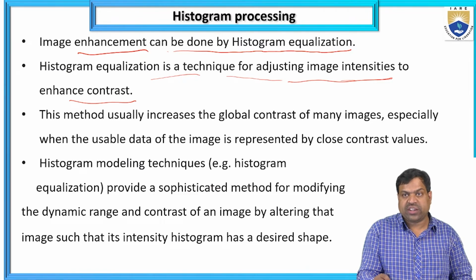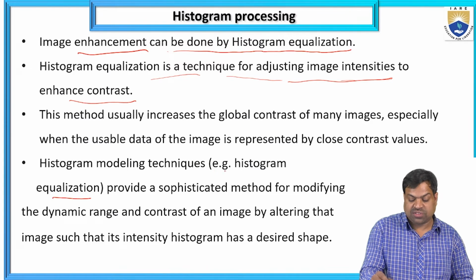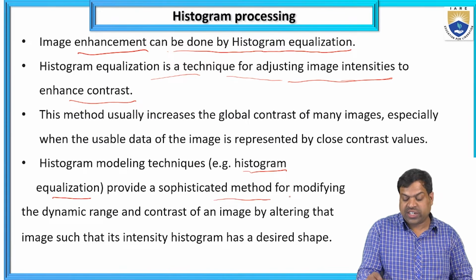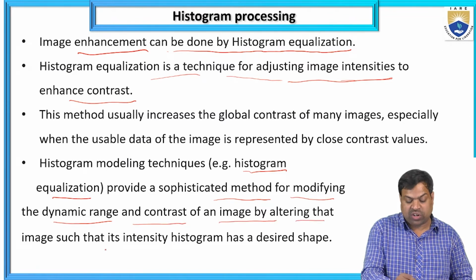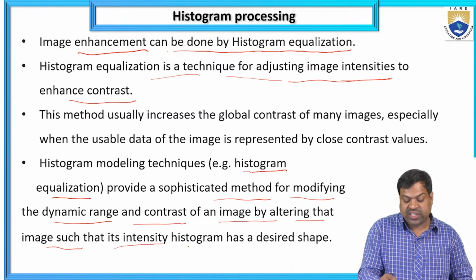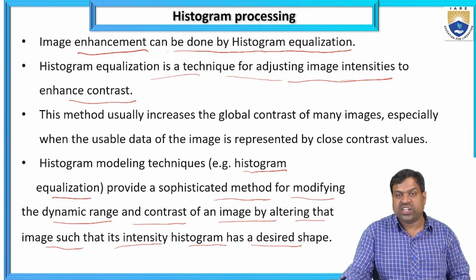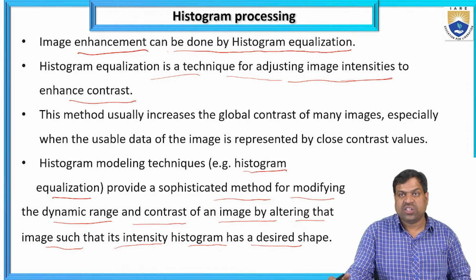Histogram modeling techniques, for example histogram equalization, provide a sophisticated method for modifying the dynamic range and contrast of an image by altering that image such that its intensity histogram has a desired shape. So image enhancement is done by histogram equalization. What does the histogram process mean? Adjusting the contrast levels. Histogram equalization is a technique for adjusting image intensities, so that is an enhancement of the image, or enhancement of the contrast.